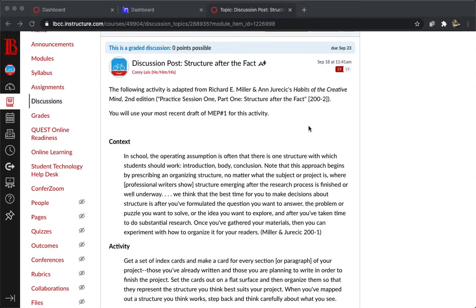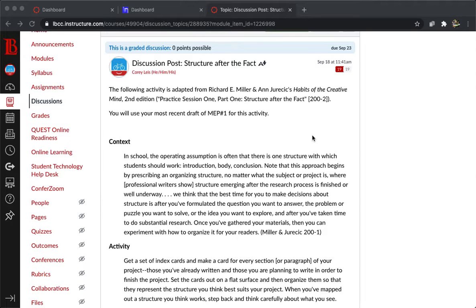So, this activity comes from a book called Habits of the Creative Mind by Richard E. Miller and Ann Jurecic. This is a book I use in my first year composition courses, so English 1 or 100. And this activity, though, is very applicable to all essay writing. So that's why we're taking this activity and adapting it for our purposes here, because what we're doing right now, we're trying to figure out a little bit more concretely the structure that we're taking in our essay projects.